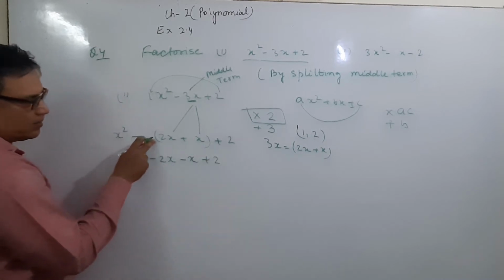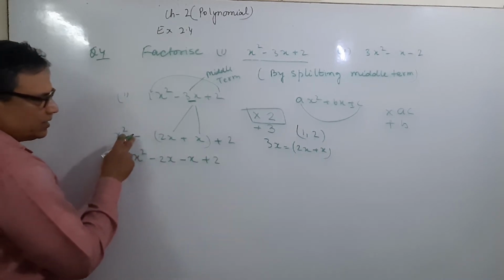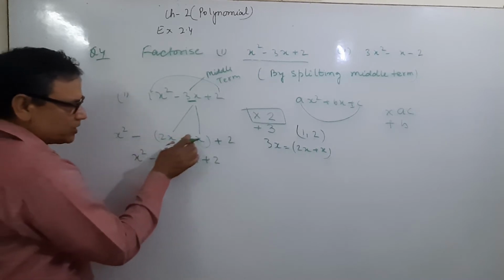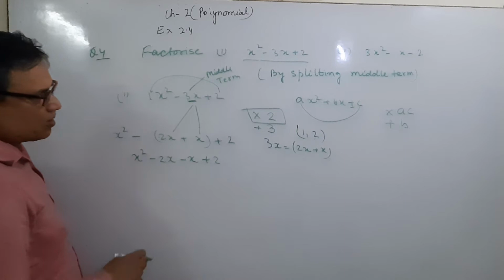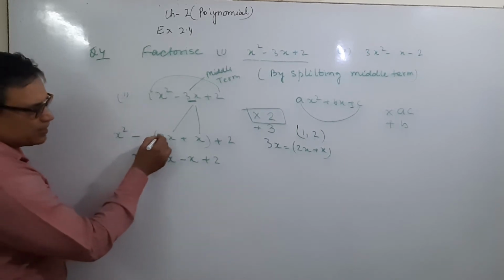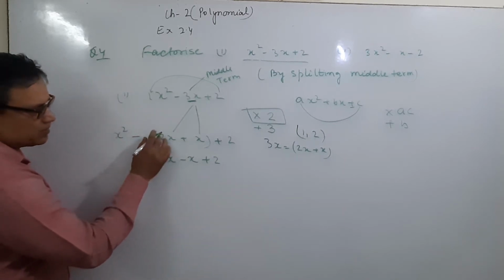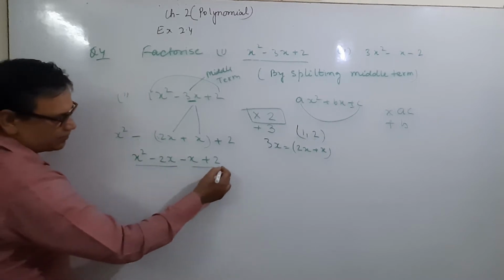Minus before the bracket: if the sign is a minus, then we have to change the sign. Plus changes into minus, minus changes into plus. Or we can replace: plus, plus minus, minus, plus minus. And here we will make the pairs.